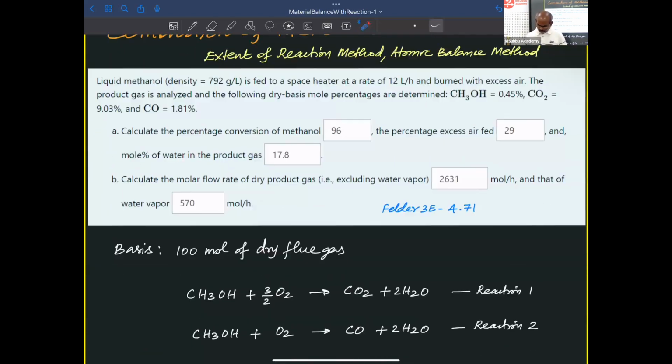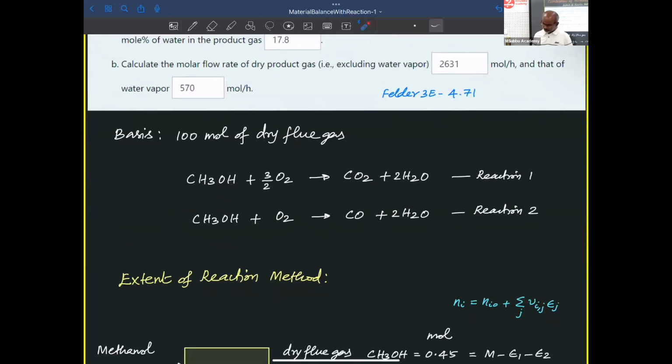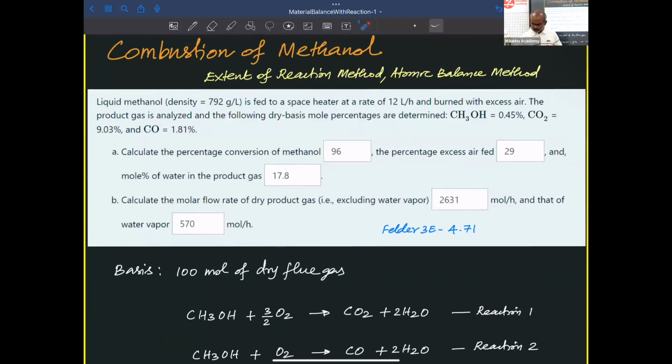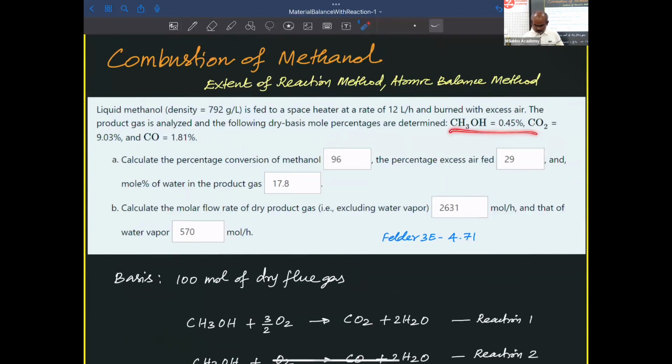Now, in this problem, though there is a requirement of calculating the data for 12 liter per hour, first I am taking a basis of 100 mole of dry flue gas. Why is that? Because we have the specification here for the product gas leaving the heater. So here we have the methanol content, CO2 content, CO content. Of course, the total is not adding to 100. Why is it so? Because there will be O2 as well as N2 as well, because we are using excess air.